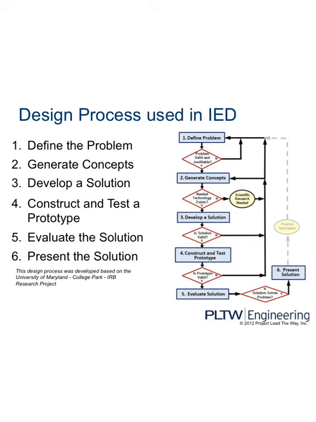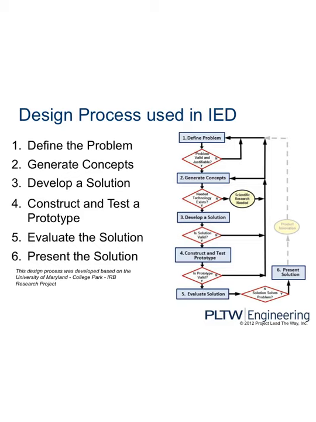The design process that we're going to use has 6 steps. The first step is define the problem. The second step, generate concepts. Third step, develop a solution. The fourth step, construct and test a prototype. Fifth step, evaluate the solution. And the final step is to present the solution. We're going to go through the process one by one to make sure we follow each step the appropriate way the first time we do this.